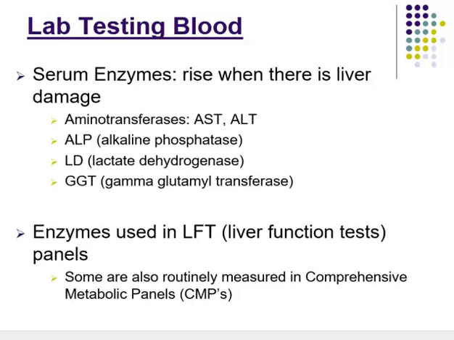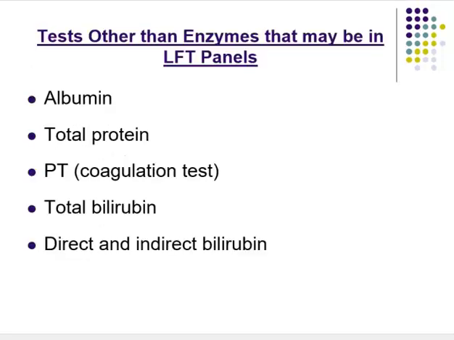These tests can be run individually, or they can be grouped into a panel, a liver function test panel, or an LFT. Some of these are routinely measured in a CMP, or a comprehensive metabolic panel. Other tests that may be in a liver function panel are albumin, remember, albumin's a protein, or total protein, a PT, a prothrombin time, which is our coagulation test. So think back to hematology. A total bilirubin, or a direct or indirect bilirubin.